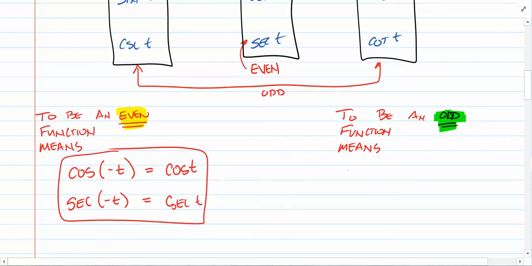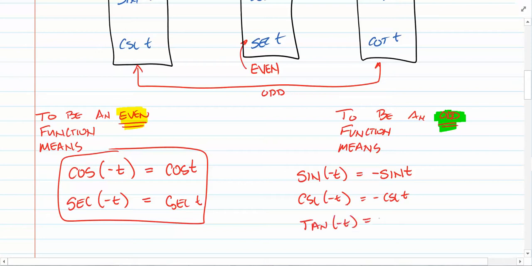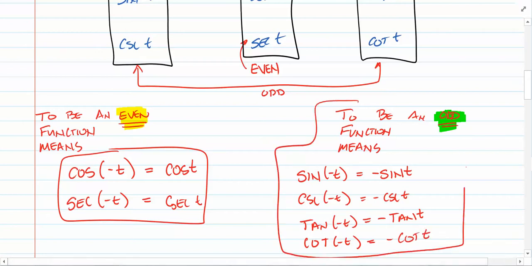So then, what does it mean for a function to be odd? Well, that means that sine of negative t is equal to negative sine t. So the sine of a negative angle is the same thing as the negative of the sine of that same angle. You can say the same thing about the cosecant of negative t, it's negative cosecant of t. And the tangent of negative t is equal to the negative tangent of t. And cotangent of negative t is the same thing as negative cotangent of t. This is what it means for a function to be odd.